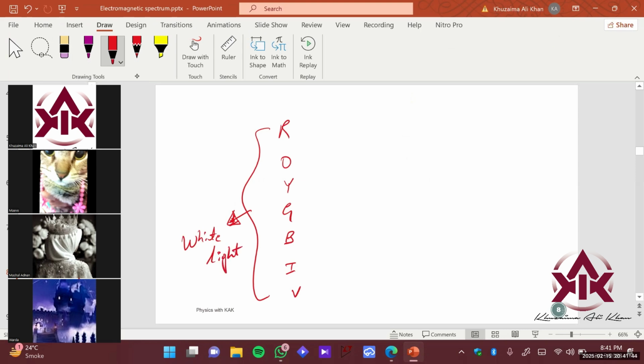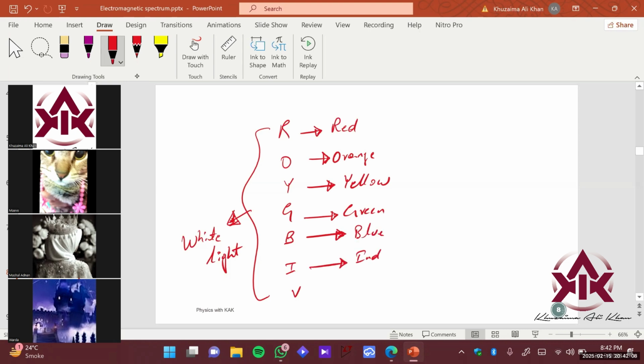R stands for red. O is for orange. Y is for yellow. G is for green. B is for blue. I is for indigo. And V is for violet. So this is the entire visible spectrum.